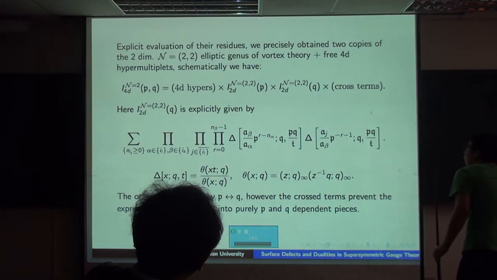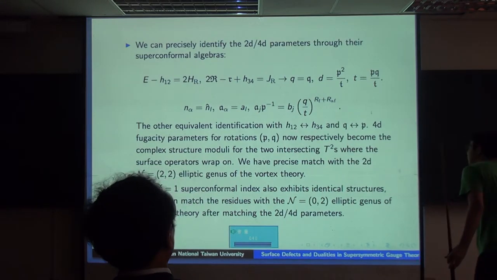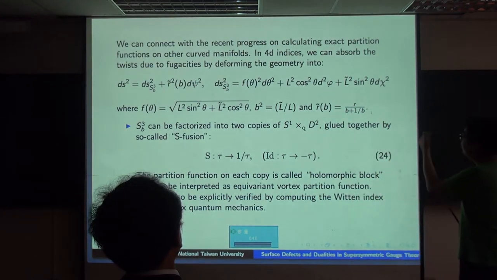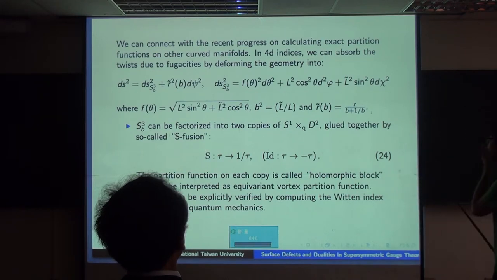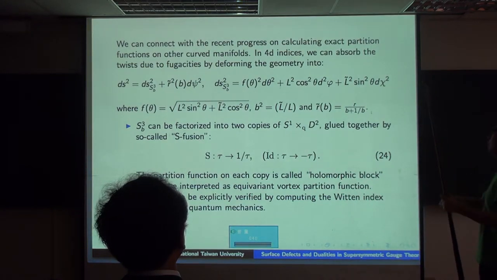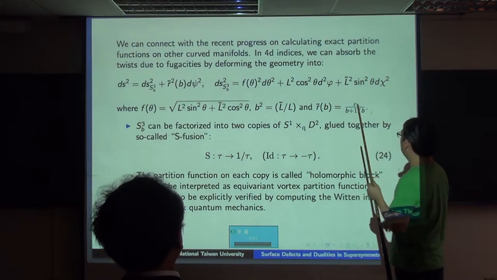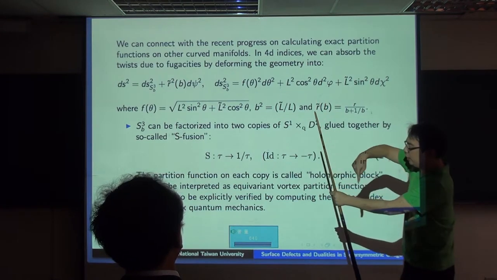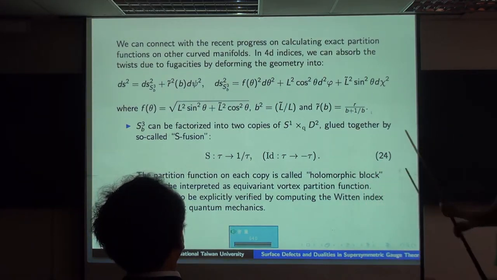So the only thing to take away is, why is there such a structure? Well, there is just some matching of parameters that shows things work, and I will skip this. To understand why we have this nice factorizable form, we can connect to the recent progress in calculating exact partition functions in other dimensions, on other manifolds. Those four-dimensional superconformal indices we were talking about are really like an S1 on the S3. But there are some additional twists due to those fugacities. That just means that when you follow a wave function going around the circle, it doesn't quite come back to itself, there's some shift. But you can absorb those shifts by deforming your base.